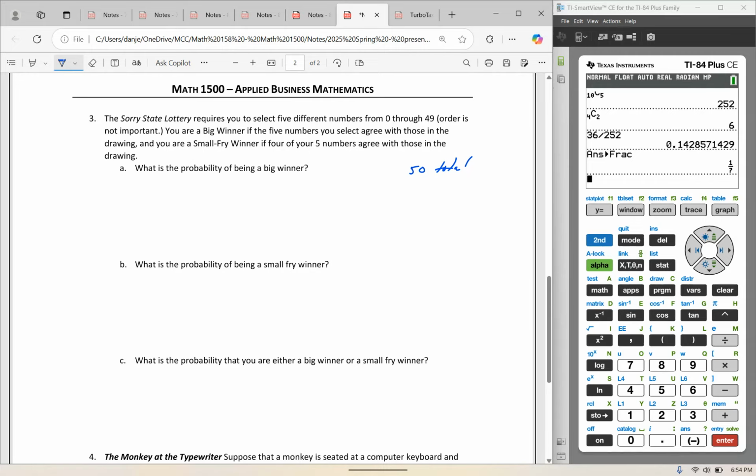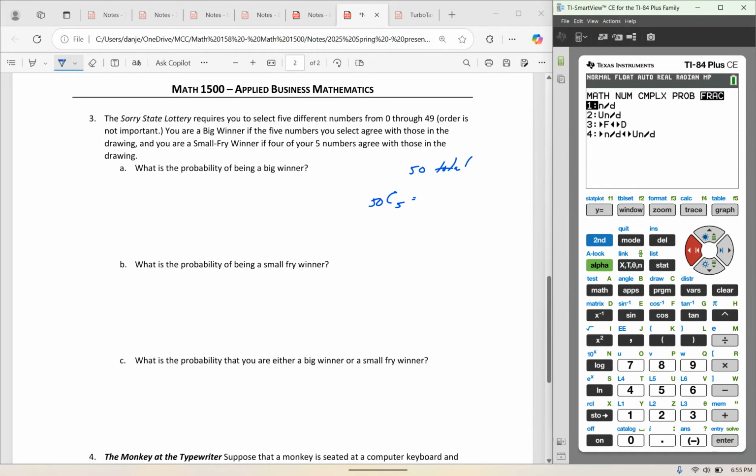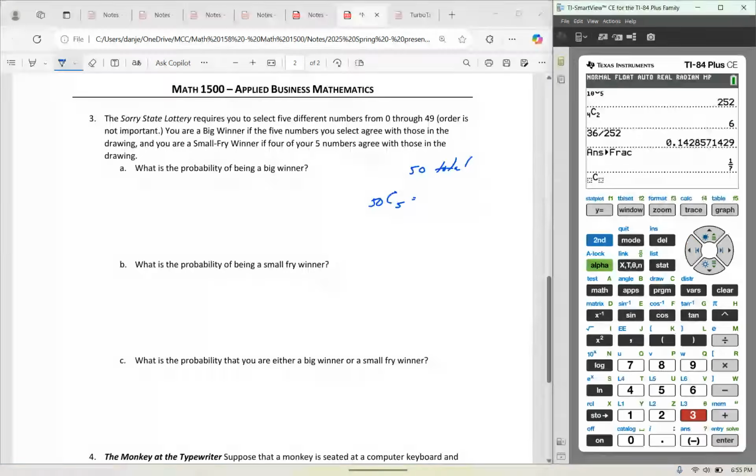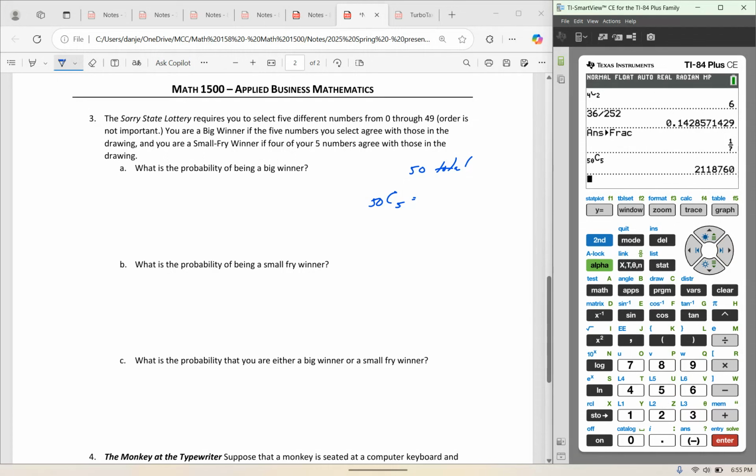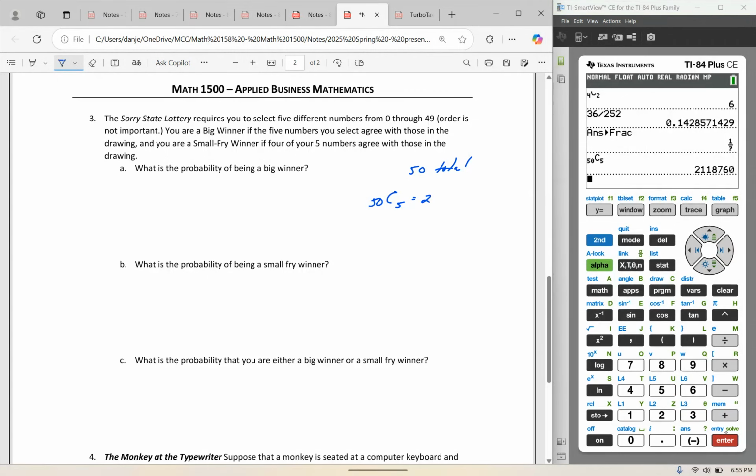Okay? So, what's the probability of being a big winner? First of all, how many total outcomes are there? From the 50 numbers, you're going to randomly choose 5. 50 choose 5. I bet it's going to be a big number. So that would be 2,118,760 different possible 5-number combinations.